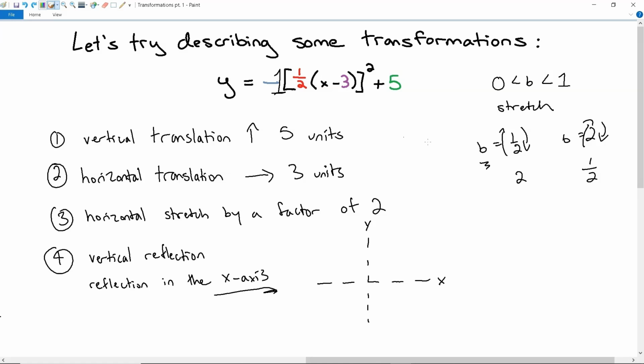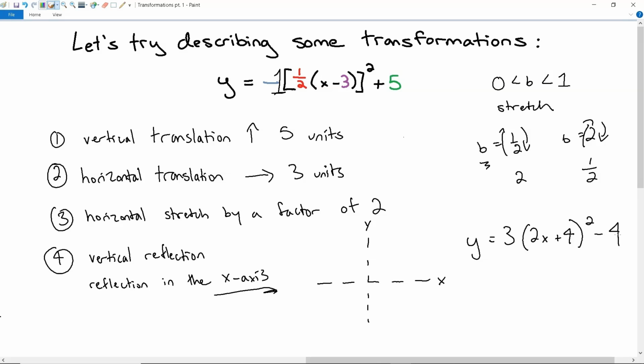That's it for the transformations on this equation. I just want to go over one other example. So let's write out an equation here. So you may look at this function and think, okay, I have a vertical translation down 4 units because of my d value. I have a horizontal translation 4 units to the left because of my c value.